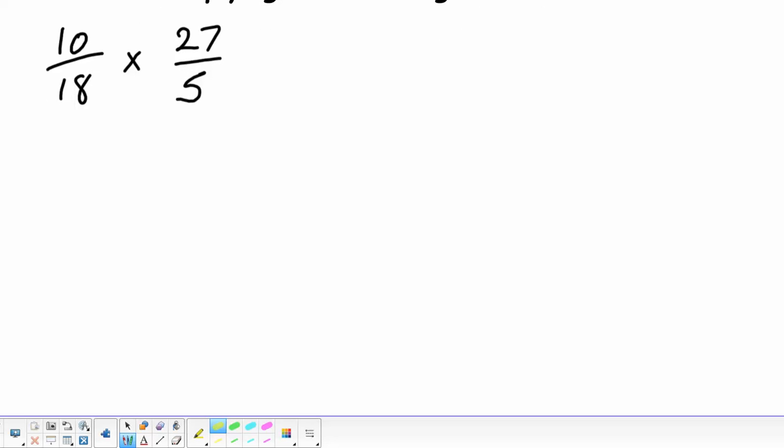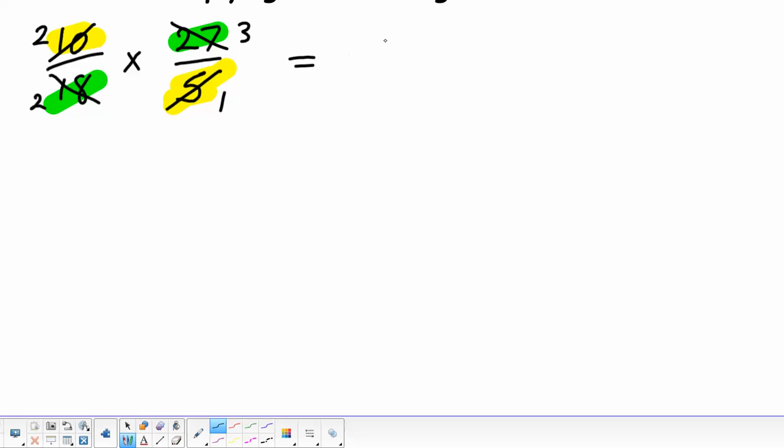So we look at the numbers diagonally across from each other, and we can see that 5 and 10 are both in the 5 times table. So 5 goes into 5 once, and 5 goes into 10 twice. We now look at the 18 and the 27, and we can see that 9 is the biggest number, or the highest common factor, of those two numbers. 9 will go into 18 twice, and 9 will go into 27 3 times.